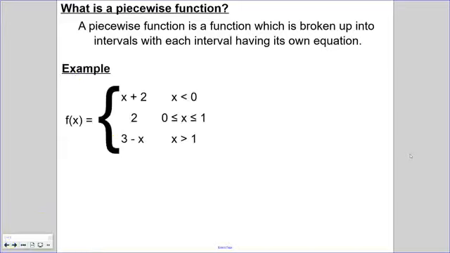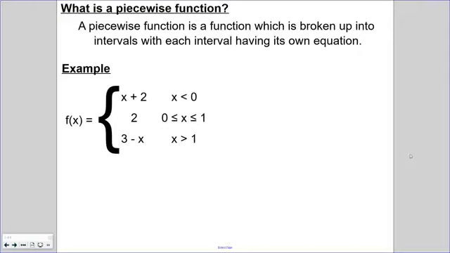So here we have f of x, and this particular piecewise function is broken up into three separate pieces. When our input values are less than 0, we're going to plug those input values into the expression x plus 2 to get our output. If our input values are in between and including 0 to 1, when we input those values, our output is going to be 2. And then when our input is greater than 1, we're going to plug our inputs into 3 minus x to get our outputs.